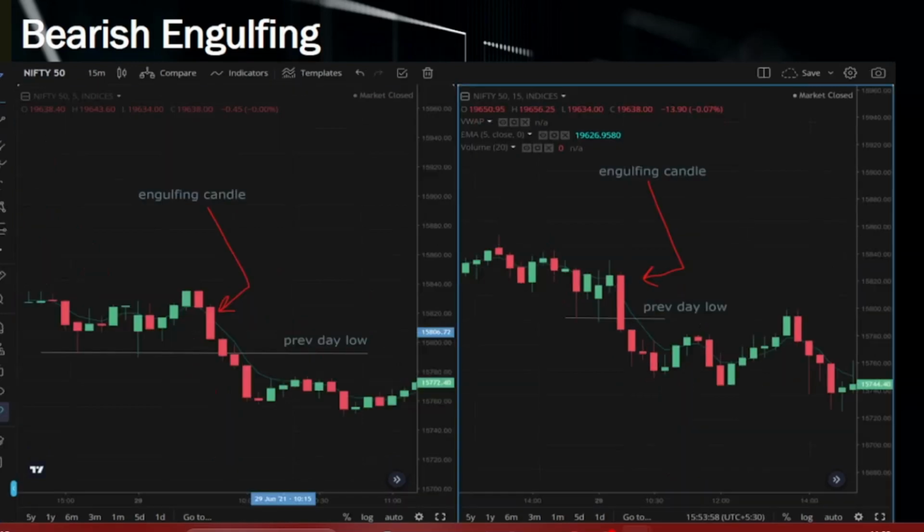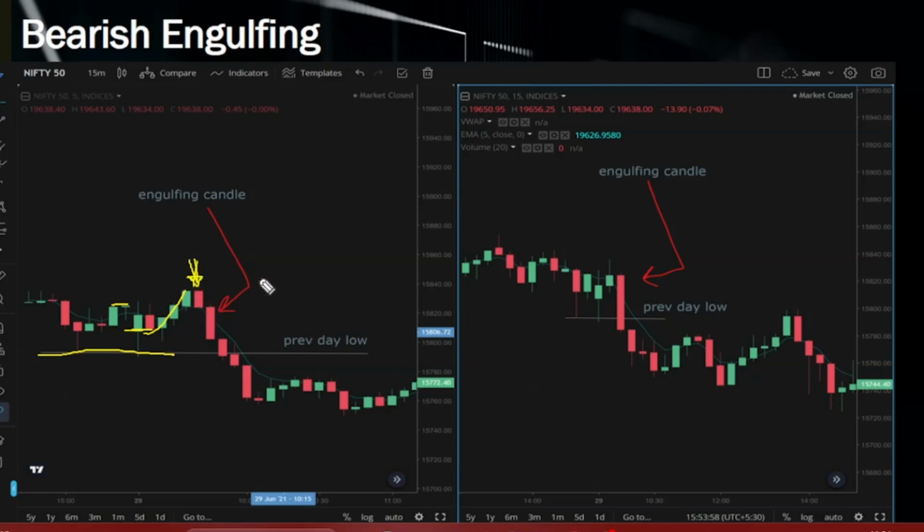Next example, very good example. Market closed here. The other day, the current day market opened here. This is the previous day low. It took support. It's coming up. Now here, this particular red candle has wiped off entirely these green candles.